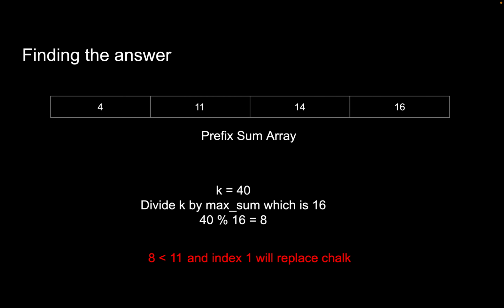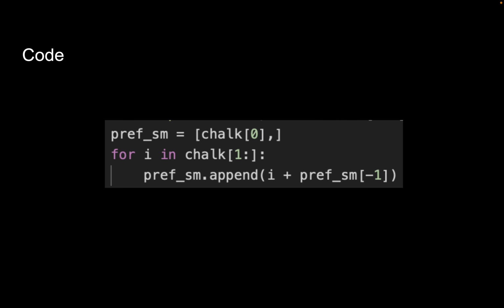The good thing about the prefix sum array is also the fact that it is monotonically increasing and sorted, so we can simply iterate through the array and find a value where it begins to be greater than 8 or whatever our remainder could be, and that would be the place where the chalk runs out. So here 8 is smaller than 11, and thus we know that index 1 will replace the chalk.